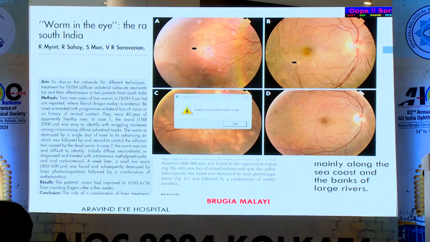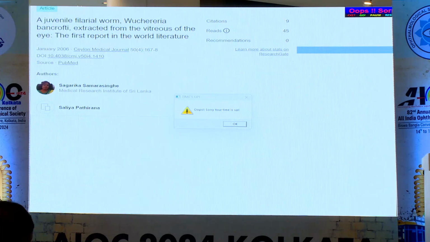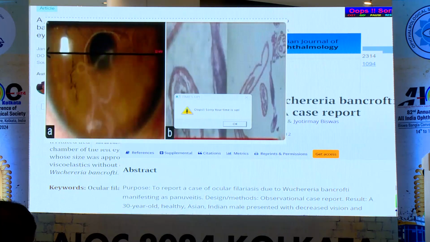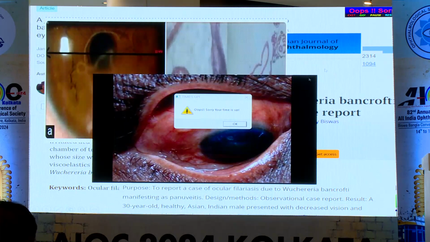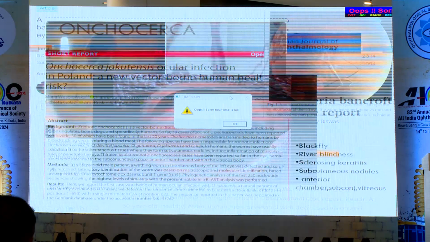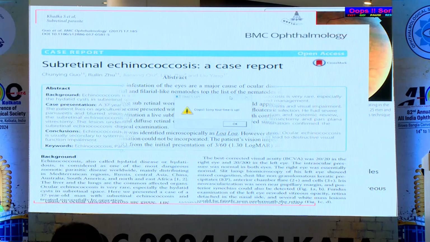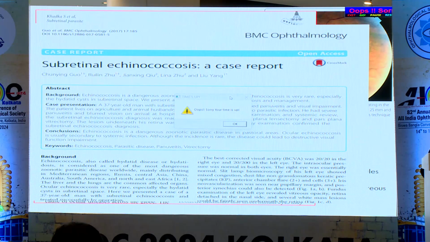Similarly, there were case reports where a worm was found in the anterior chamber causing panuveitis, and a worm in the subconjunctival space. Other case reports describe Onchocerca present in the vitreous cavity, which was extruded with the help of a pars plana vitrectomy. There are other case reports of echinococcosis.